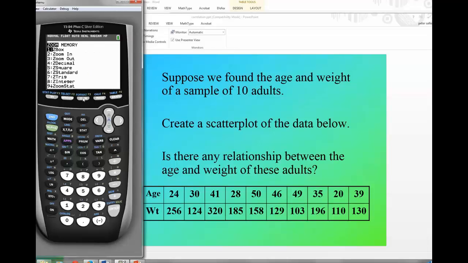And then we'll go to Zoom, Stat, so number 9, and it should give us our scatter plot, and then we'll talk about some characteristics of that data.